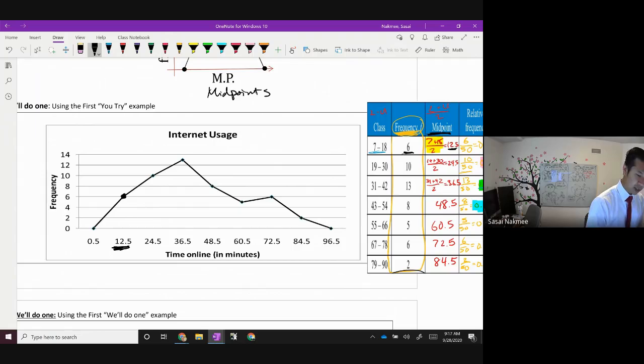Where was it before that? What was the frequency before that? The frequency before that was 0, and that's why that dot down here is at 0. Okay? And then I go on to the next one.